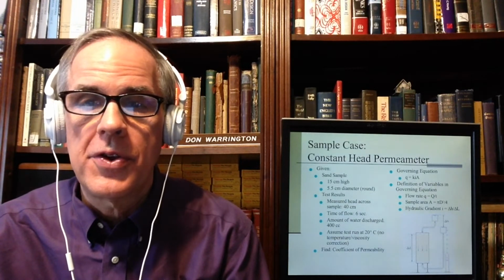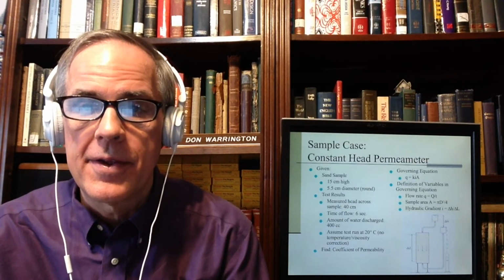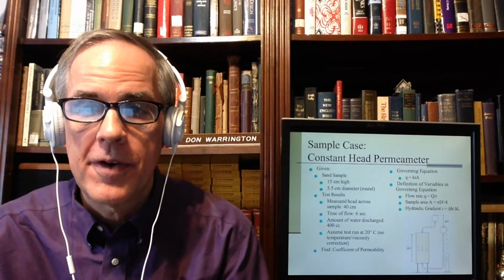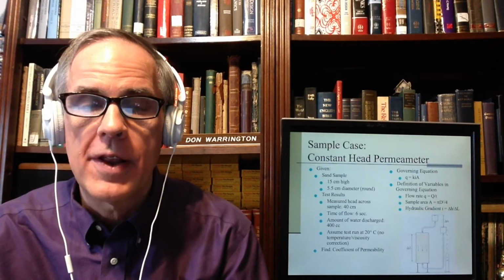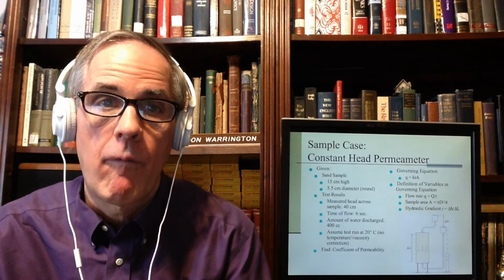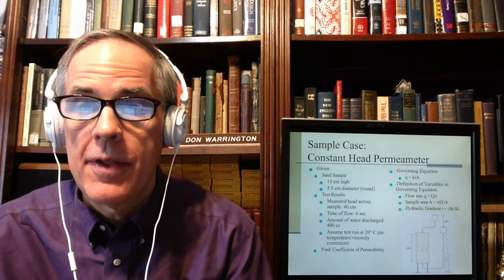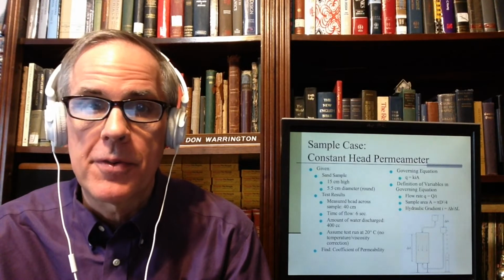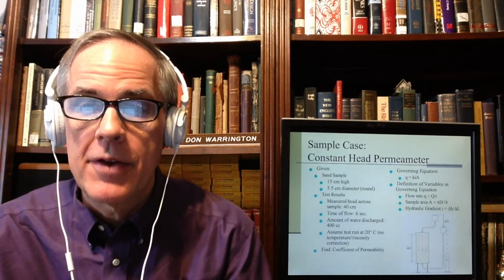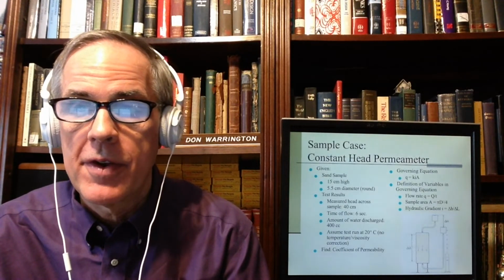Governing equation, Q is equal to KIA. Definition of variables in the governing equation. Flow rate, little q, is equal to big Q over T. Well, that's amazing. And then the sample area is equal to pi d squared, for it is round. And the hydraulic gradient, of course, is delta H over delta L.